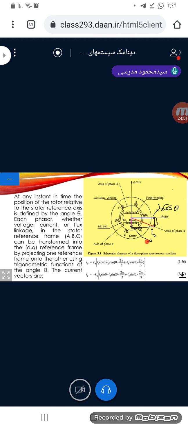This is IA sine theta, but it's in the opposite direction of the q-axis. This is minus IA sine.